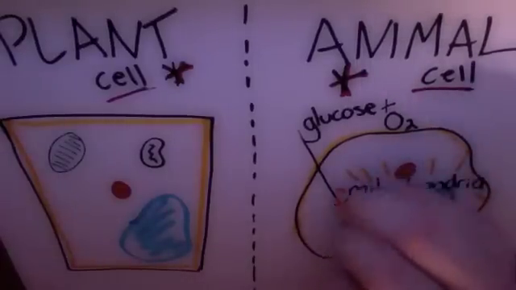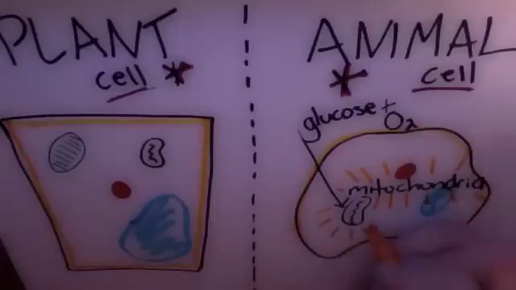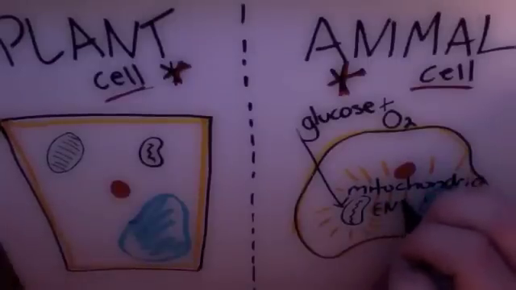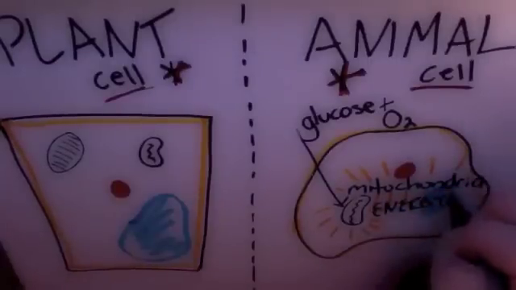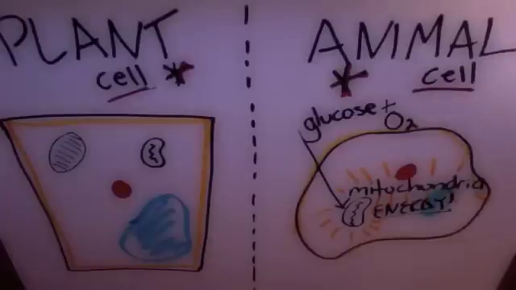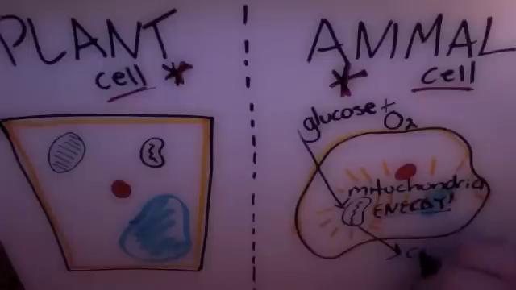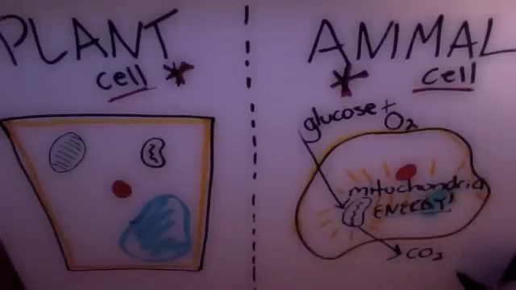I'm going to put all these big rays around this cell because that represents energy. The cell uses this energy to do things like grow and reproduce. Then, typically, the cell lets out carbon dioxide along with some heat and some water. And that's what we breathe out right here.